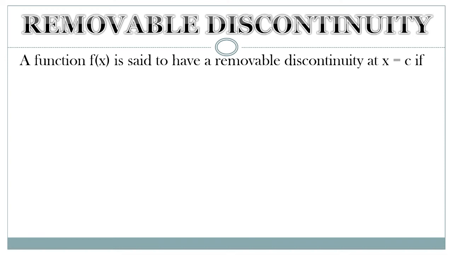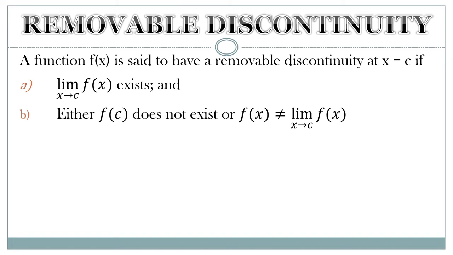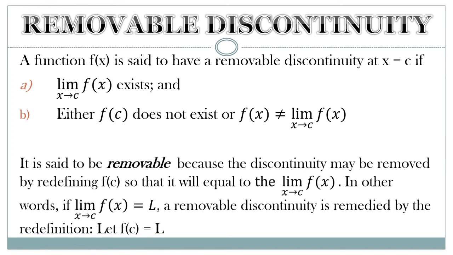A function f of x is said to have a removable discontinuity at x equal to c if the limit of f of x as x approaches c exists, and either f of c does not exist or f of c is not equal to the limit of f of x as x approaches c. It is said to be removable because the discontinuity may be removed by redefining f of c so that it will be equal to the limit of f of x as x approaches c.